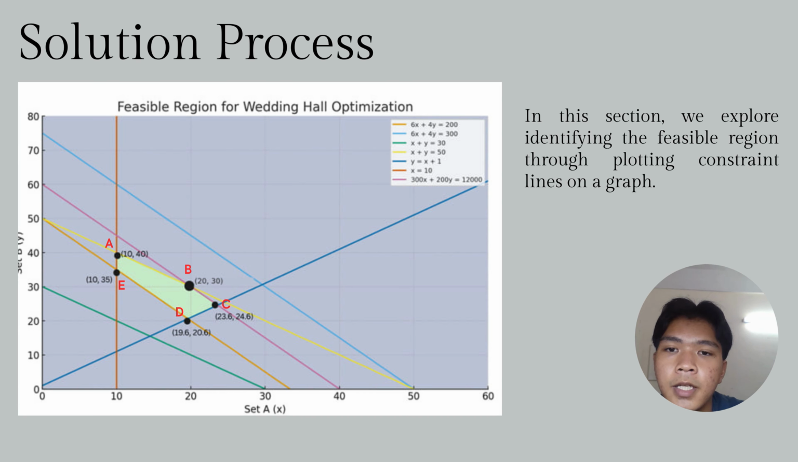After forming the equations, we can represent the constraints graphically. Each constraint line divides the graph into possible and impossible regions. The feasible region is where all the conditions are met at the same time. Then, we test the profit at each corner point of the feasible region to see which one gives the highest profit. This process helps us visualize how linear programming works in a simple and logical way.